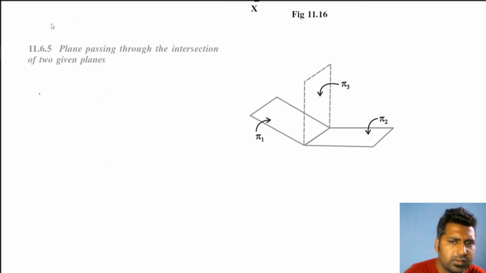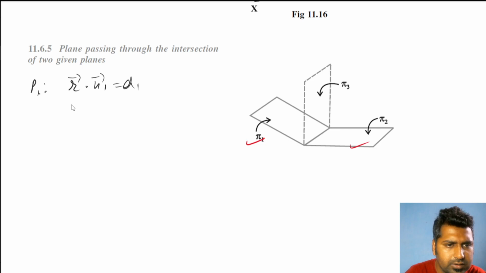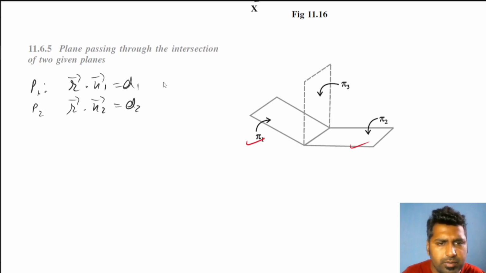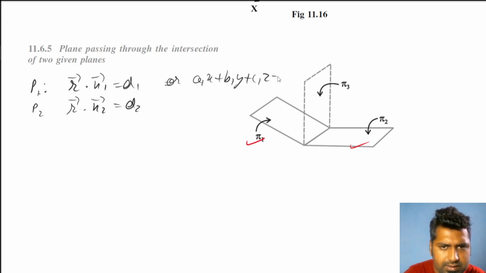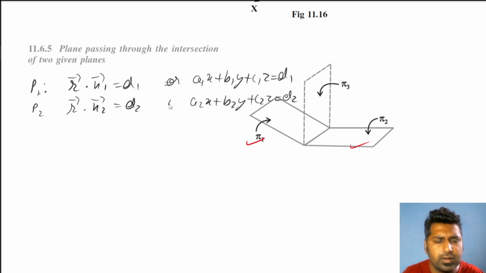First of all, what is given? Two planes are given. First plane equation, plane 1, will be given by r vector dot n1 = d1. Another plane equation, r vector dot n2 = d2. That's a vector equation. Or in the Cartesian form, it will be a1x + b1y + c1z = d1, and a2x + b2y + c2z = d2. So either they will be in the Cartesian form or in the vector form.